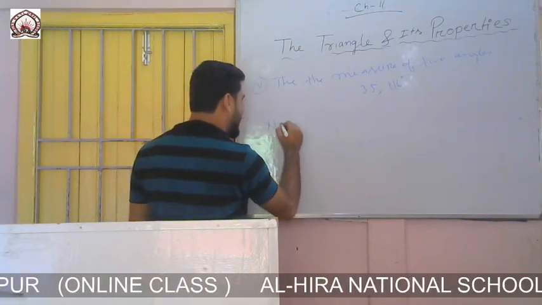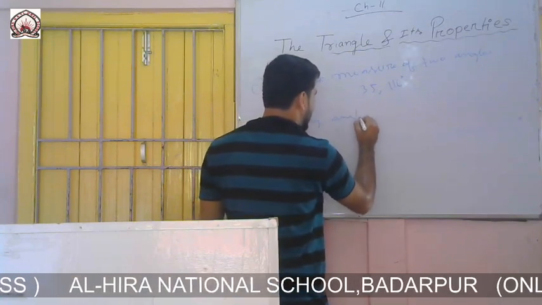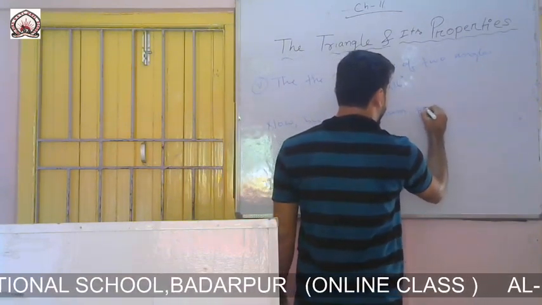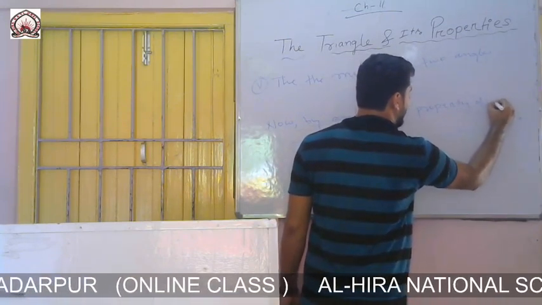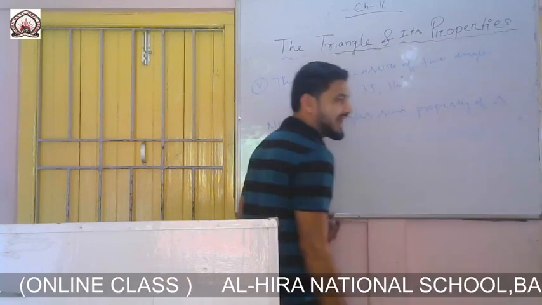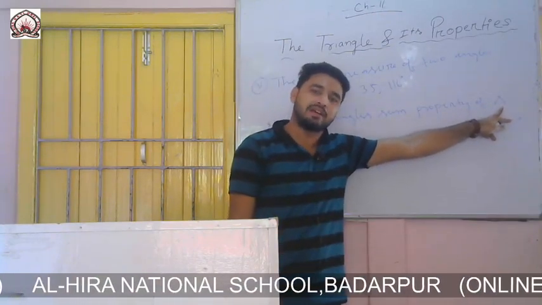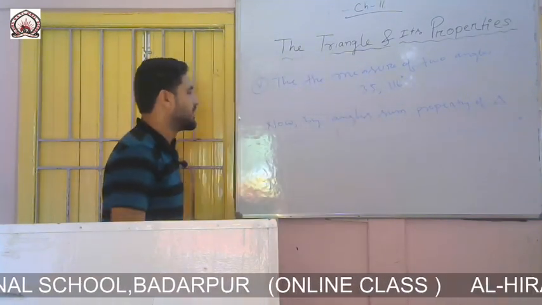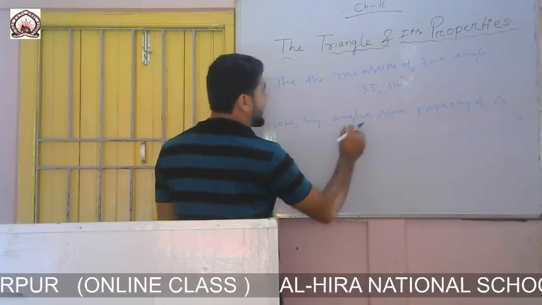Now by angle sum property of triangle. In place of writing triangle, I have written the symbol. You can use the word triangle or the symbol, no problem. Now by angle sum property of triangle we can write what?